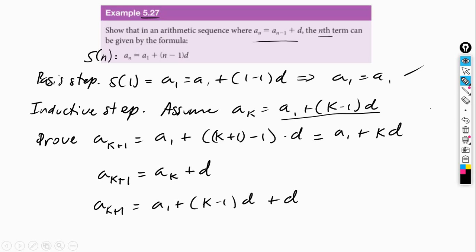But then if I distribute this, what am I going to get? Notice that I'm going to get that this is equal to this. And this cancels out with this. So notice that I arrive to the proof that I was looking for. So that means that this statement is true, and we have proven so through induction.